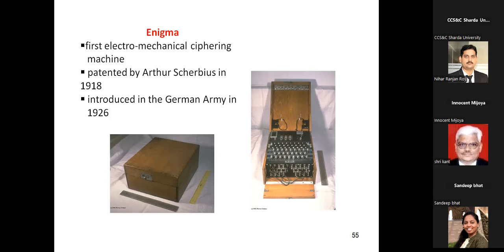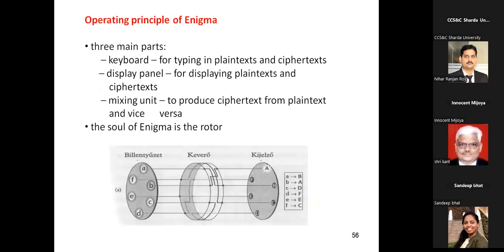So this is the first electromechanical machine which has been developed for ciphering, and it was patented by Arthur Scherbius in 1918, introduced in the German army in the 1920s. Enigma. So let me tell you some basic history of the Enigma.